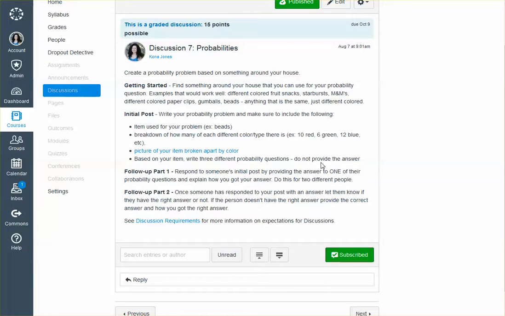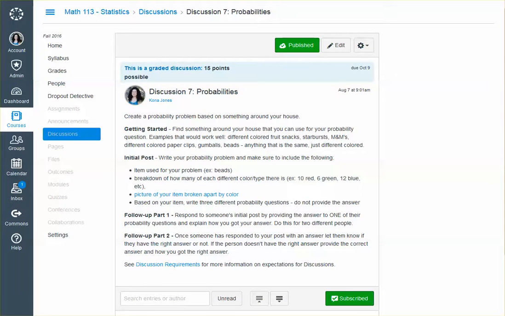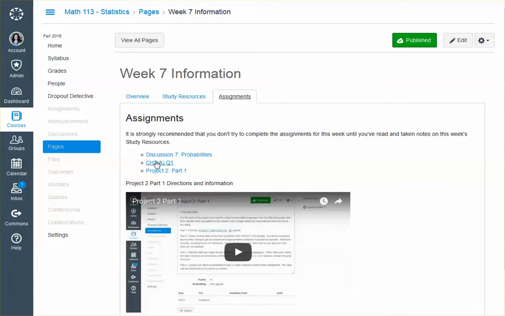Do not provide the answer, because follow-up part 1 is to respond to someone's initial post by providing the answer to one of their probability questions and explaining how you got the answer. You do this for 2 different people. And then follow-up part 2, once someone has responded to your post with an answer, let them know if they have the right answer or not. If the person doesn't have the right answer, provide the correct answer and how you got the answer. And then you can see the discussion requirements for more information. So that was that one.